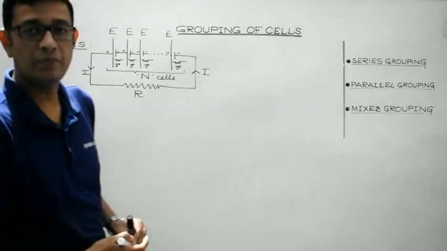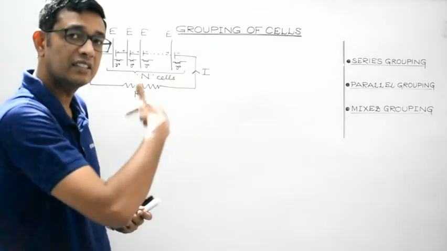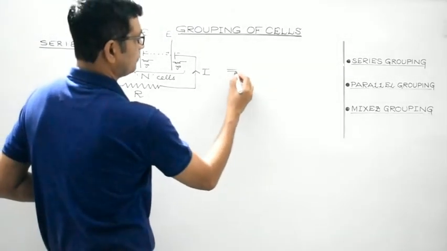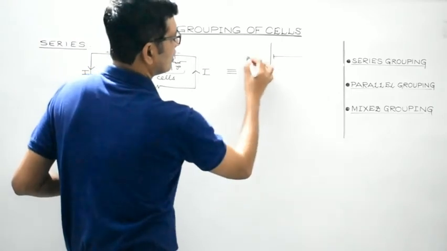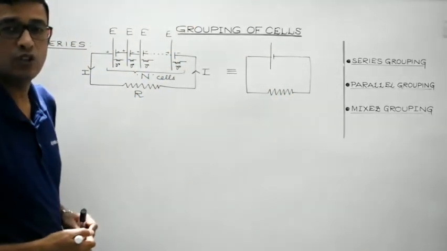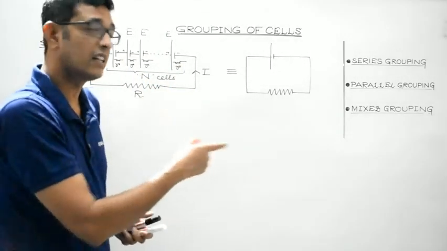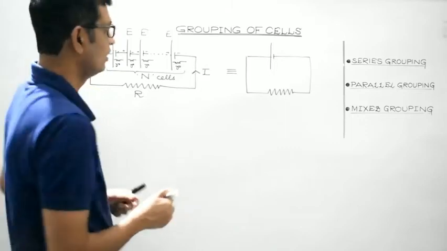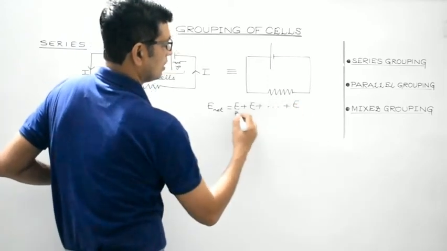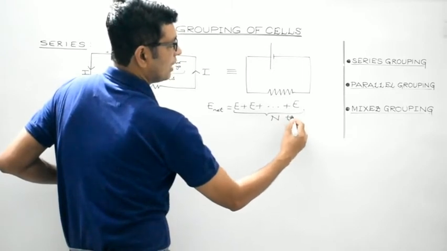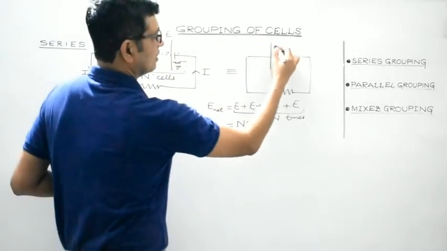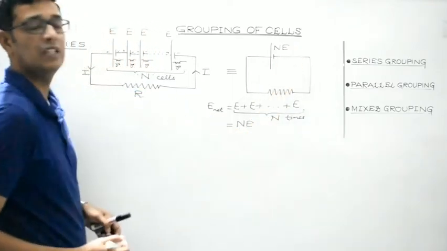So all the EMFs will get added up because all the cells are sending current through the external resistance in the same direction. The circuit can be simplified. It is equivalent to a circuit comprising a single cell of net EMF. As I told you, all the cells are connected so as to send the current in the same direction, so the net EMF will get added up. What will be the net EMF then? Net EMF will be given by E plus E plus E, n times, n being the total number of identical cells connected in series. So it will be equal to nE. So this circuit can be modified in this manner: it can be considered to have a single cell of EMF nE.